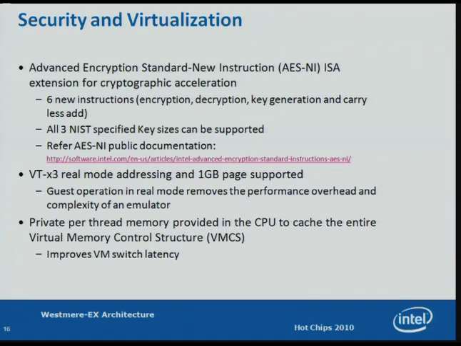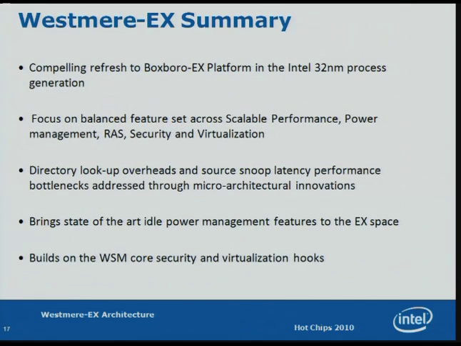So that is more or less what I had. And so in summary, we believe that Westmere-EX is a compelling refresh to the Boxboro-EX platform in the 32 nanometer process generation. We've tried to focus on a balanced feature set that spans scalable performance, like I talked about, power management, RAS, security, and virtualization. And there were some inherent bottlenecks with the source snoop latency performance for certain topologies.